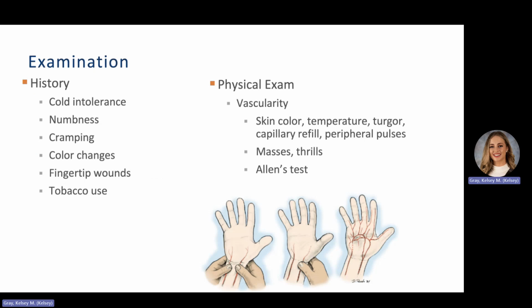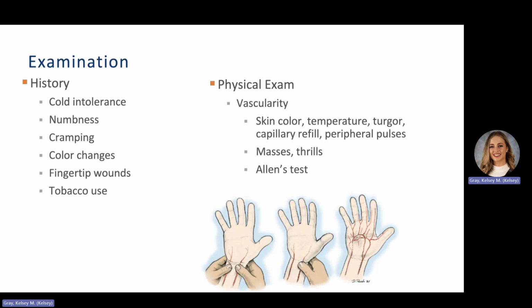Examination should include a detailed history with cold intolerance, numbness, cramping, color changes, fingertip wounds, tobacco use, as well as acute or repetitive trauma, medical comorbidities such as diabetes or coronary artery disease or peripheral vascular disease.